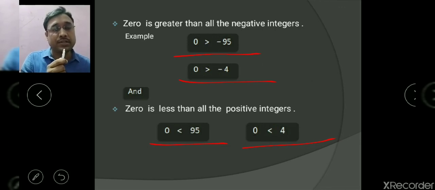All the negative integers lie on the left side of 0 on the number line, and all the positive integers lie on the right side of 0 on the number line. So that's all, students, for today's class.